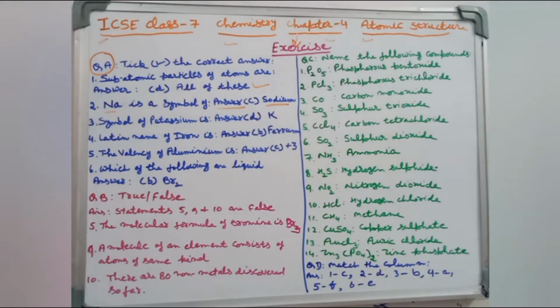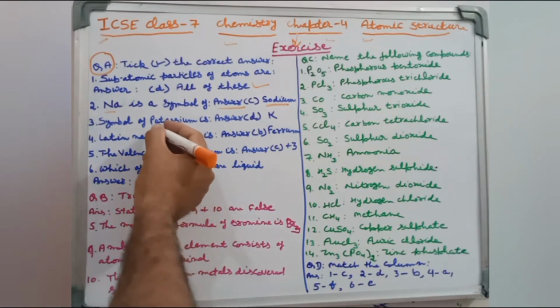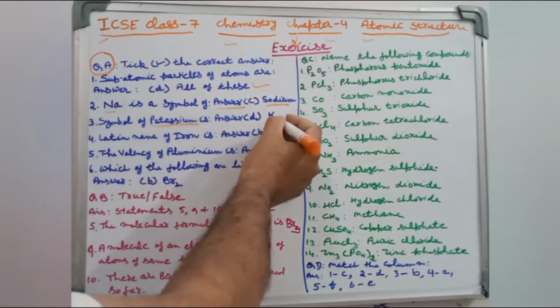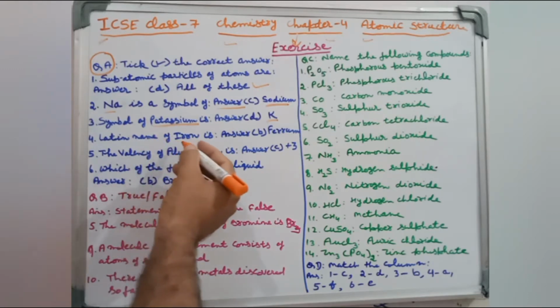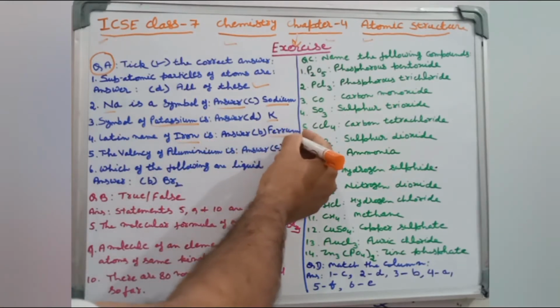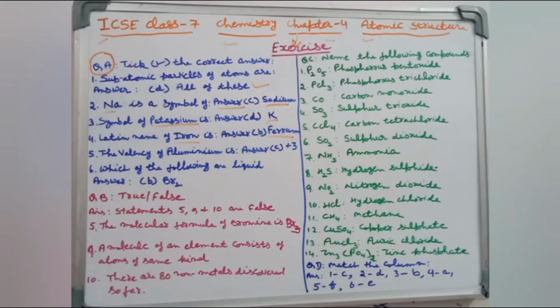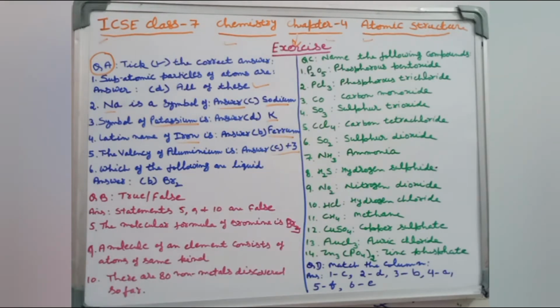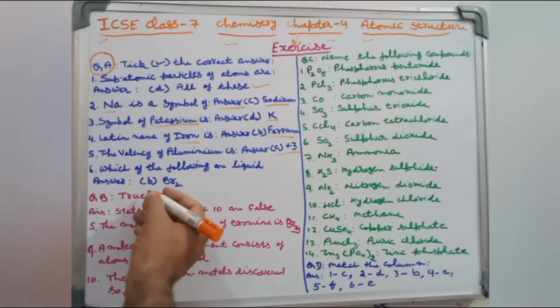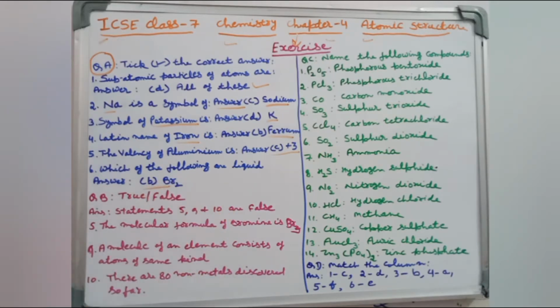Right? Next, question number three: the symbol of potassium is K. K comes from kalium, it's a Latin name. Now question number four: the Latin name of iron is ferrum, choice B. Question number five: the valency of aluminium is option C, +3. Which of the following are liquid elements? Option B, bromine, Br2.